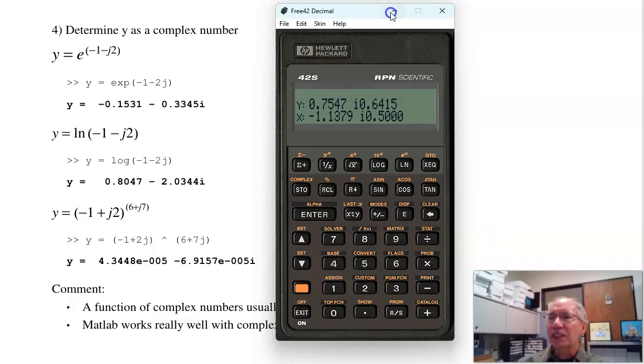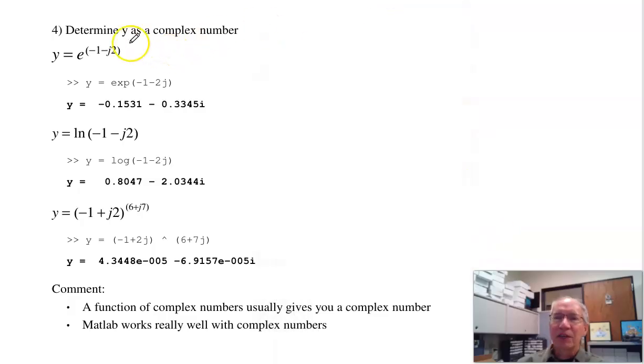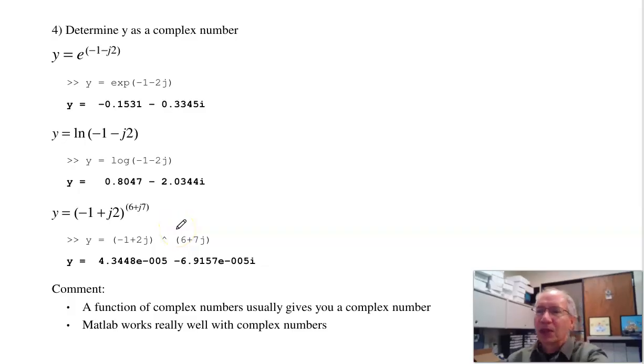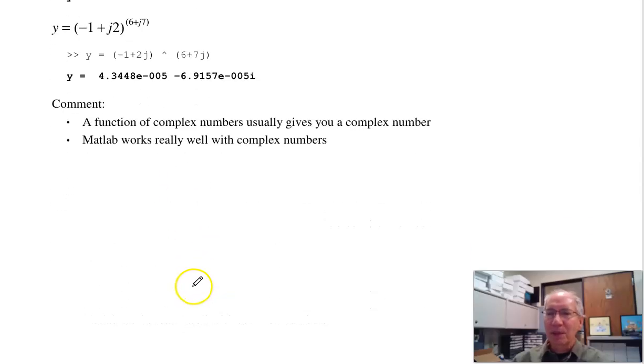The fourth one is, I don't really know how this is useful, but a function of a complex number is a complex number. You can take e to the complex number, and you get a complex number. The log of a complex number is a complex number. A complex number raised to a complex number is a complex number. Again, how this is useful, I don't know, but your calculator should be able to handle complex numbers. Anything you do with real numbers, you should be able to do with complex numbers. Matlab can do that, HPs can do it, TIs and Casios really struggle.